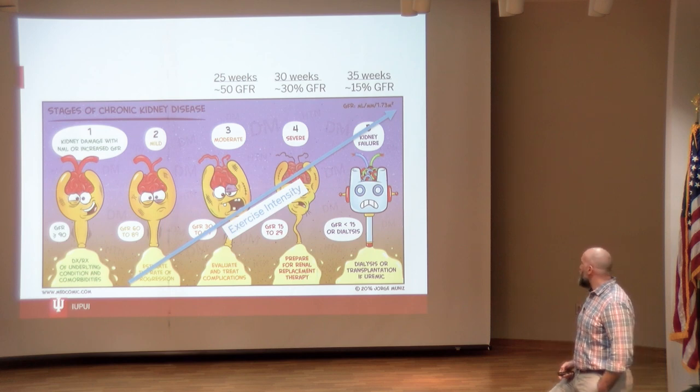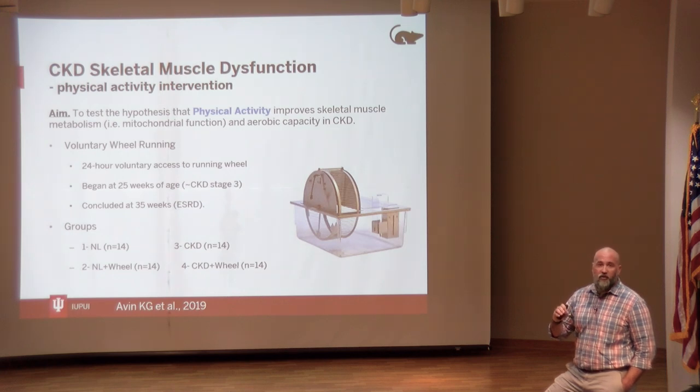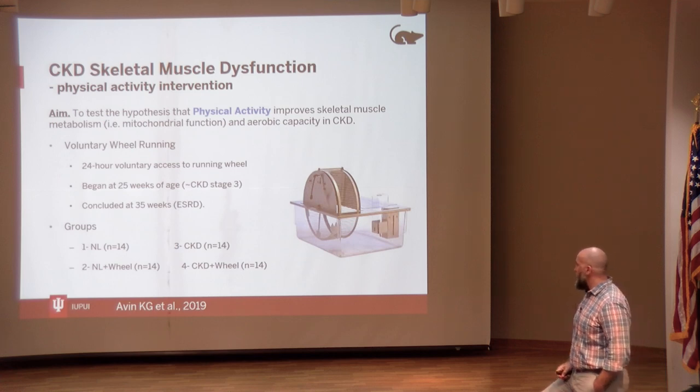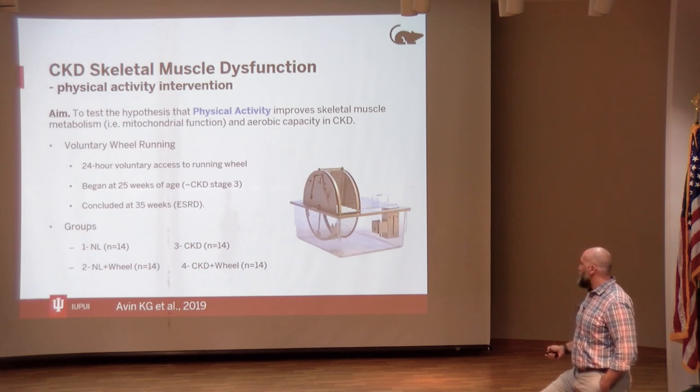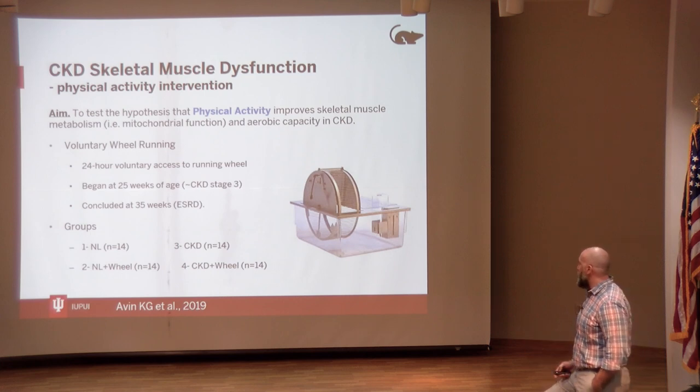So we wanted to move on to now looking at a physical activity model. Voluntary wheel running, we're not forcing the animals to run at all. They can get on there, they can use it 24 hours a day, 7 days a week. In this study, we had both normal wheel and CKD wheel, but honestly, there was no difference between these two groups. I think the stimulus just wasn't sufficient for the normal animals, and so we didn't have any difference between normal and normal wheel.